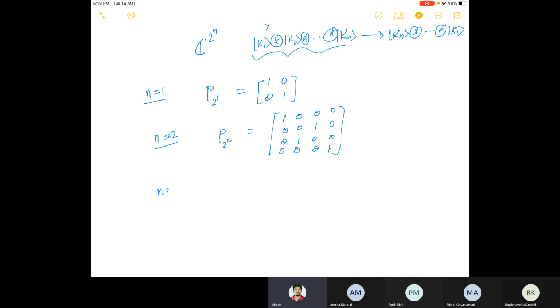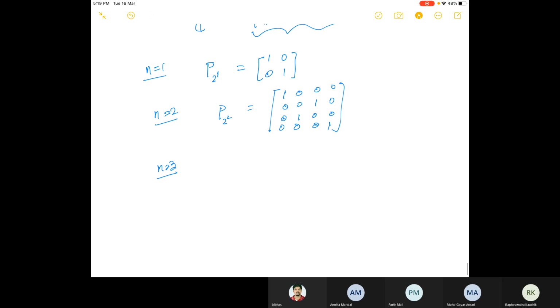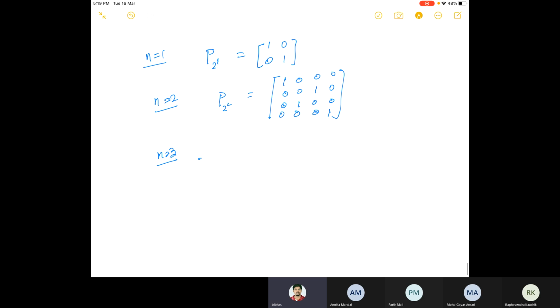And if n equal to 3, this will be a huge matrix. This will be an 8 by 8 order matrix. Before writing it down, how do I construct such a matrix? What should be the ij-th entries of this matrix P to the power n?